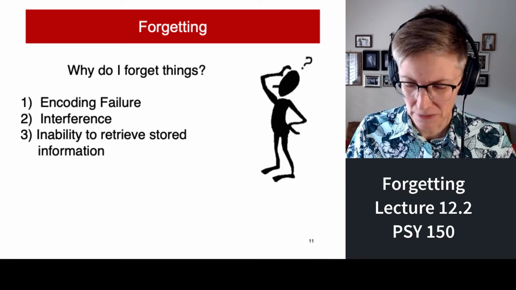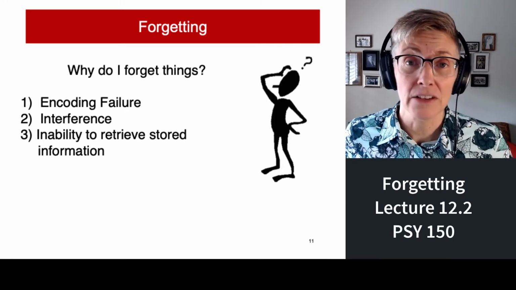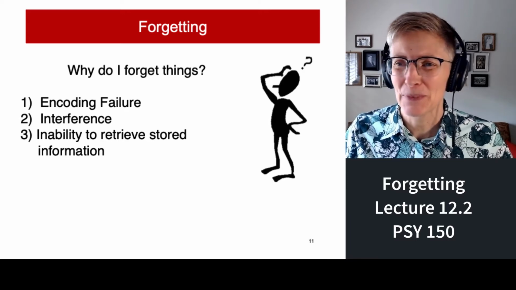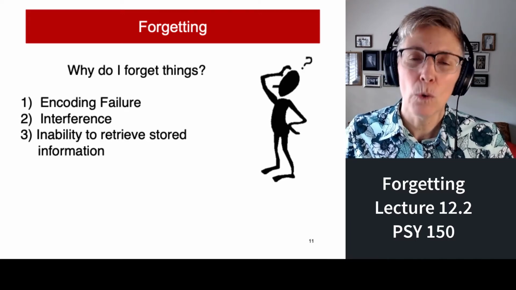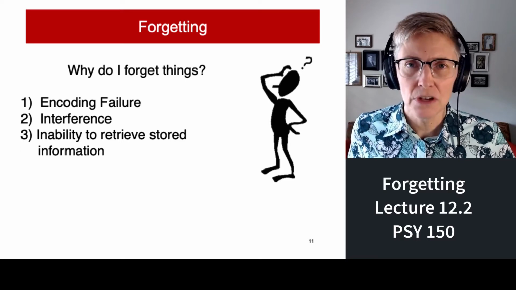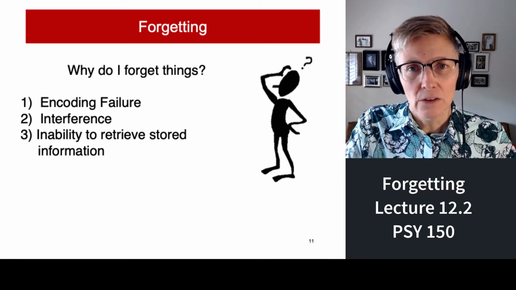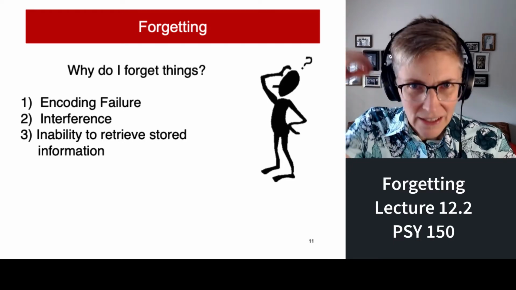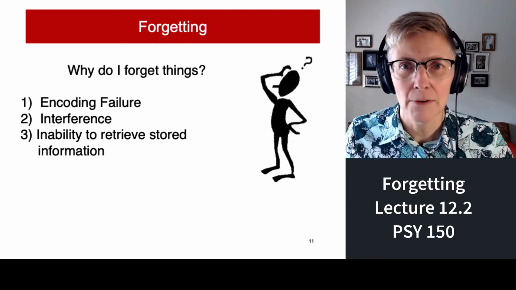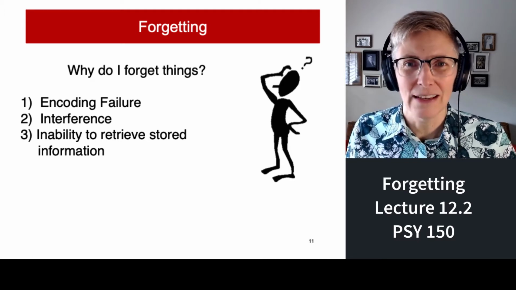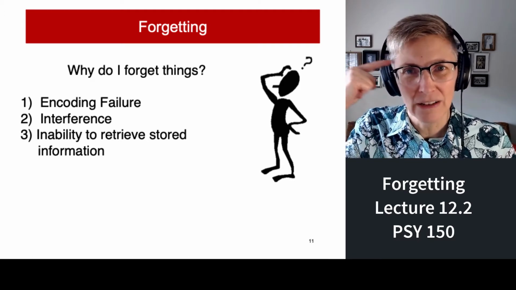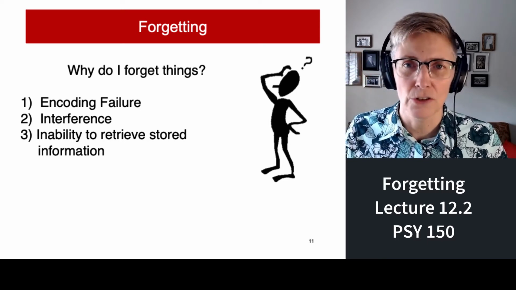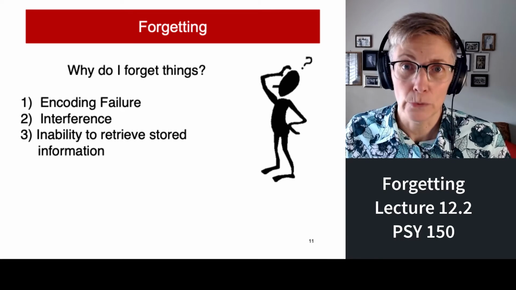Why does it happen? Well, there are a lot of different reasons we forget, and I'm going to go through a few of them here. When we talked about memory stages, we talked about how you have to get information into your memory, then store it there, and then get it out when you need it. Logically, if you don't encode or store information, if it doesn't get into your long-term memory, then you're not going to remember it.